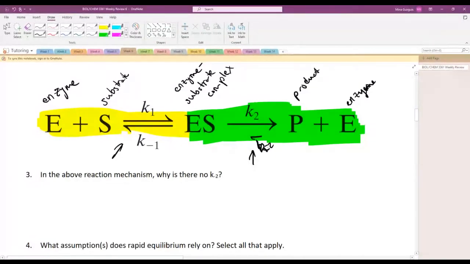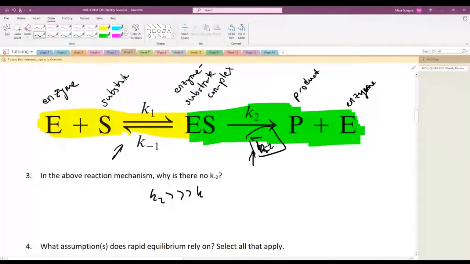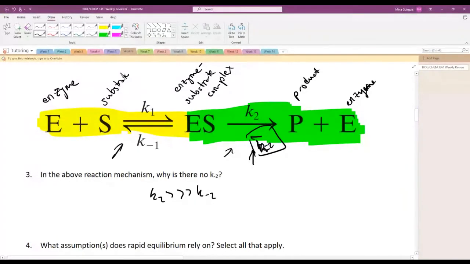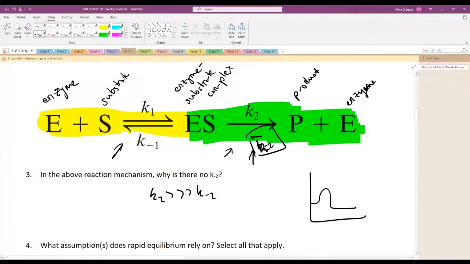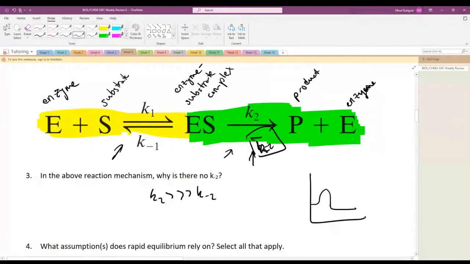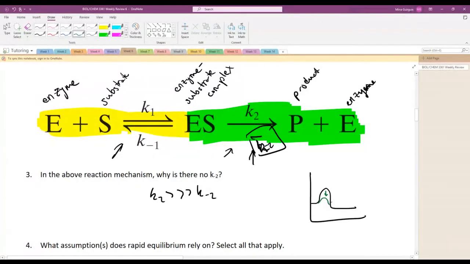This is missing. The reason that it's missing is because it's kind of negligible. What I mean by that is K2 ends up being significantly greater than K-2. The reverse reaction here doesn't want to take place, right? The point of an enzyme is to lower that activation energy peak on a reaction coordinate diagram. So, give me 1 sec to draw it out. The point of the enzyme, I'll do this in green, is to bring this way down. And so when it does, it makes this reaction a lot more favorable.